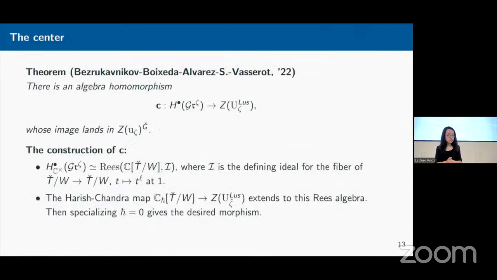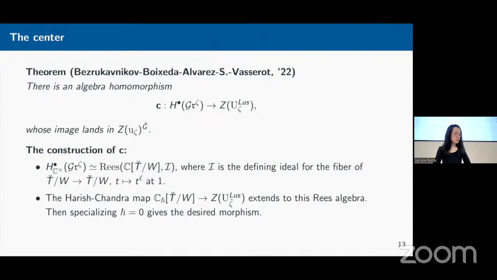Okay, so here's the first result, which relates cohomology and the center. This one, and all I'm going to talk about following, is joint work with David Jordan, Jose Alvarez, and Eric Castro. It's a very recent work from this year. We first constructed an algebra homomorphism from the cohomology of this zeta fixed point in the affine Grassmannian to the center of Lusztig's quantum group. And we show that its image lands in the G-invariant part of the small quantum group.